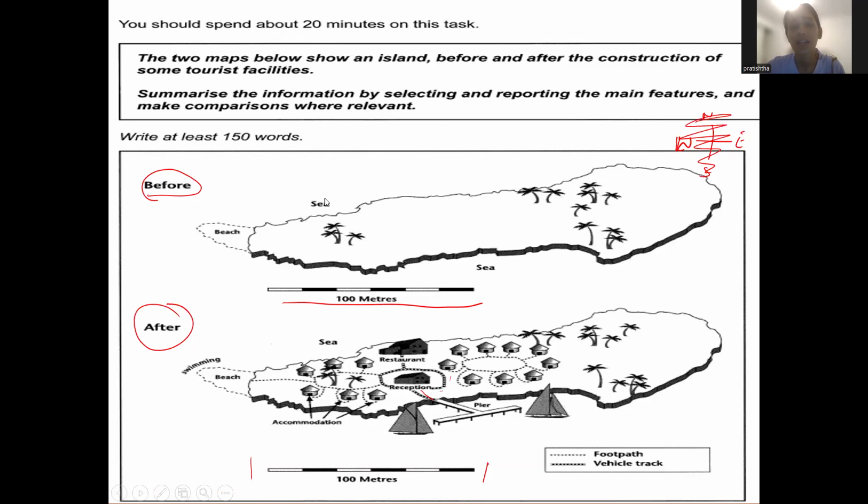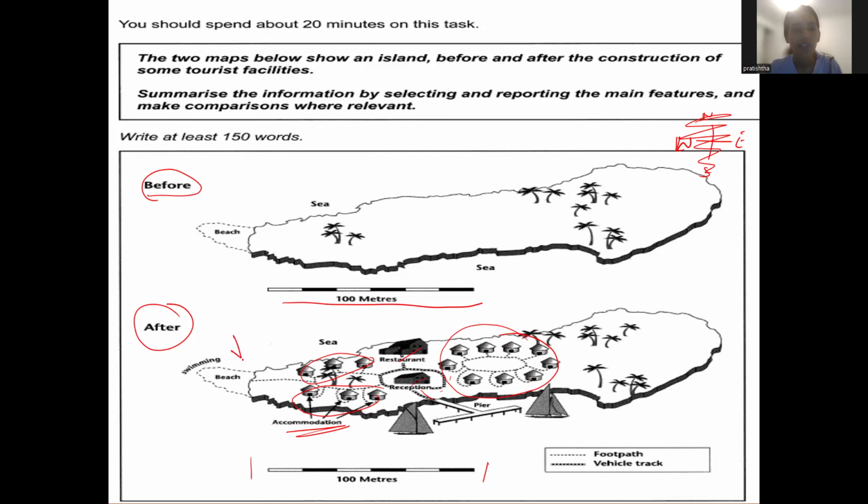So we see the sea is this side, there is a beach, and then there are just some trees. That is what we know. But here we have a restaurant, we have a reception, we have some accommodations, because yes, these are accommodations. So we have accommodations, 6 on this side, and then 1, 2, 3, 4, 5, 6, 7, 8, 9 on this side. We have a restaurant, reception, I already told.